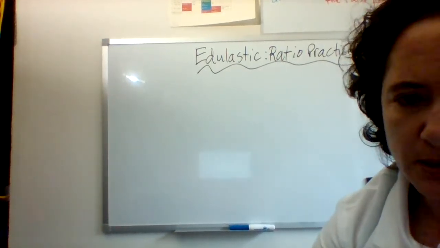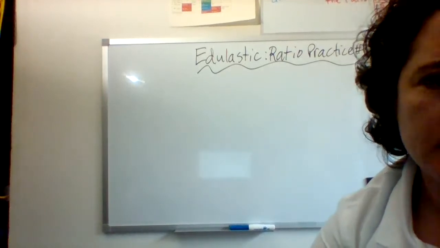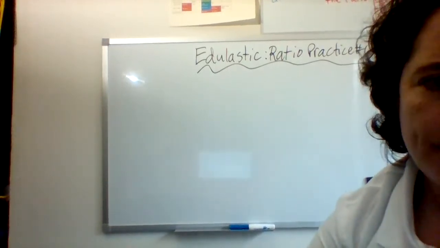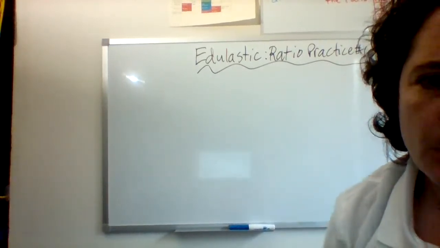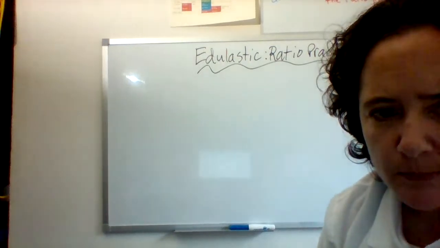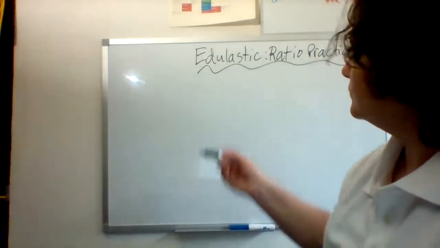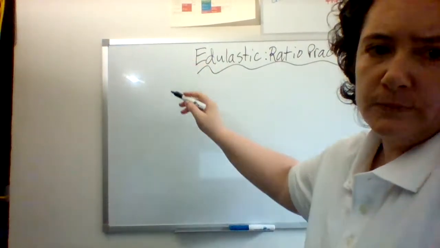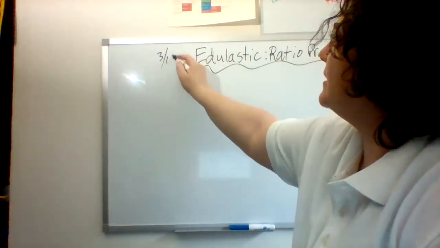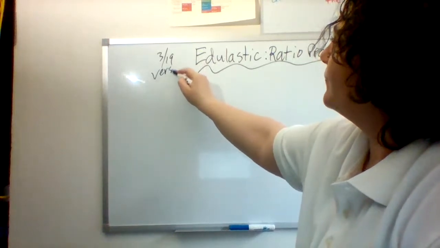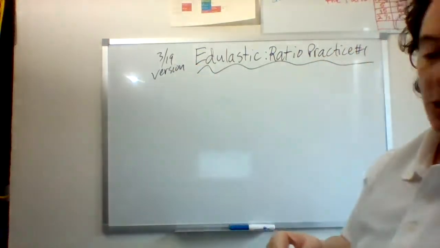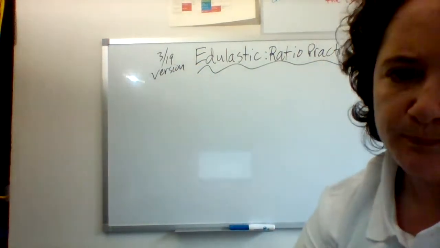All right, so let's take a look. Rusmeli, I'll go back and I can tell you what name it is. Maybe it says 319 version. Does it say 319 version of ratio practice number 1?